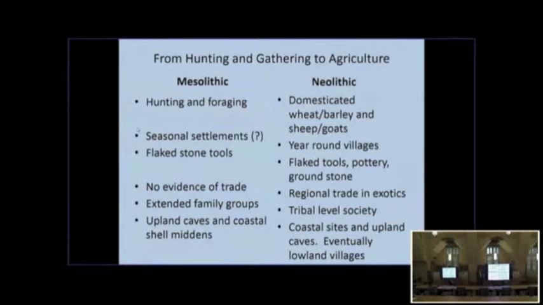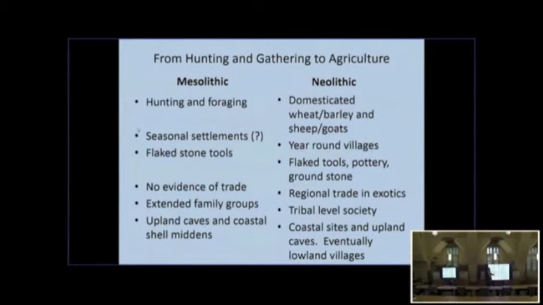Flakestone tools, you saw some of those. No evidence really of trade. Extended family groups is what we think, based on the scale of the settlements that we discovered. And then we find sites in upland caves and then these coastal shell middens. That's the settlement pattern that we see.